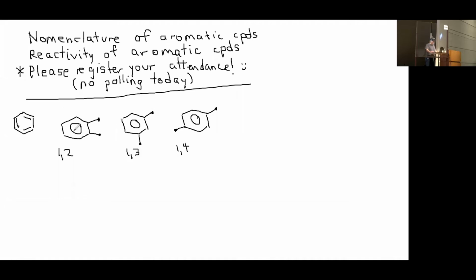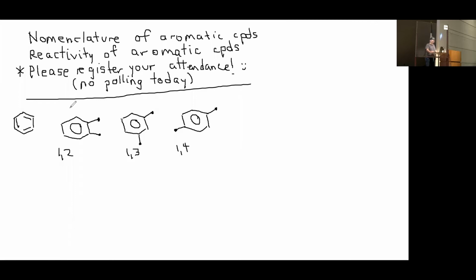The circle will be at least 6? No, if the ring is smaller than a 6-membered ring, then it's going to be fewer than 6 electrons. I don't know that we're going to really run into those all that much anyway, but certainly for benzene, the circle means 6 electrons. I think that's at least fair enough to say.